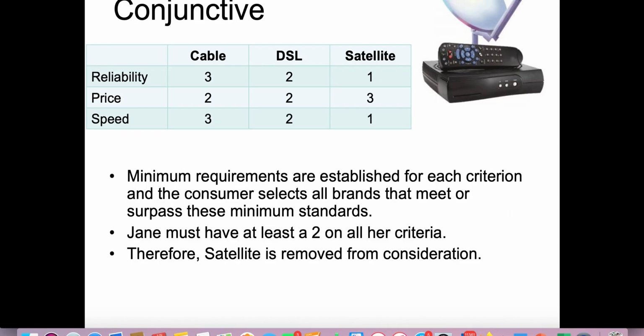With the conjunctive rule, Jane establishes minimum requirements for each criterion and selects all the brands that meet or surpass these minimum standards. Jane has decided that she must have at least average performance on each criterion. Therefore, she continues to consider both cable and DSL, as those options have at least a 2 on all three criteria.